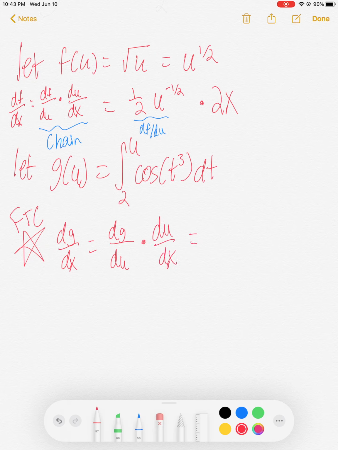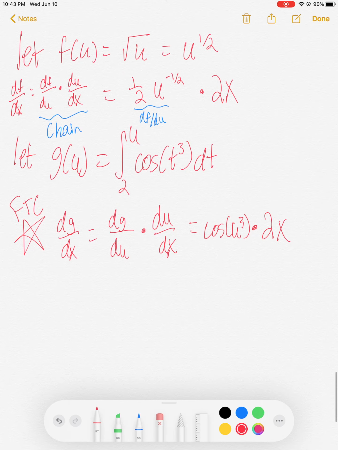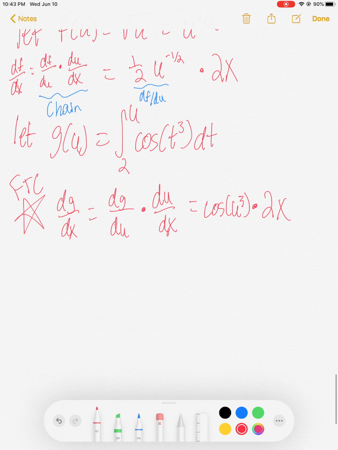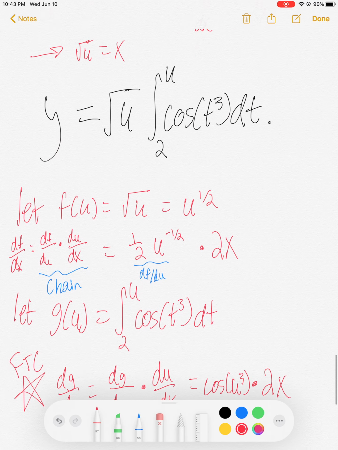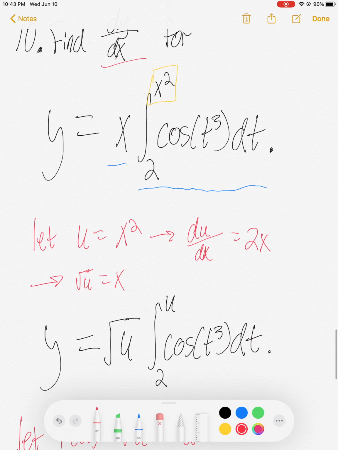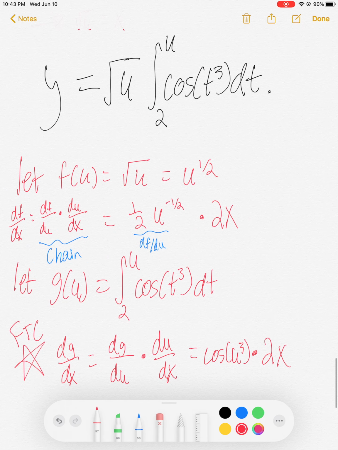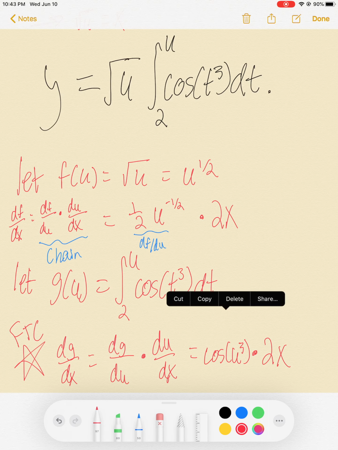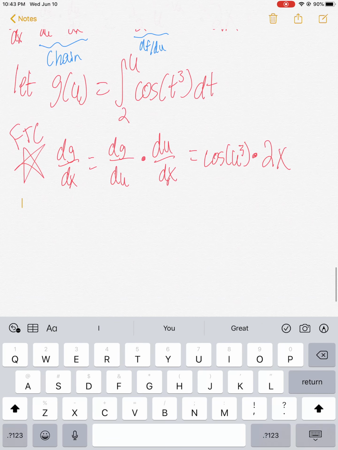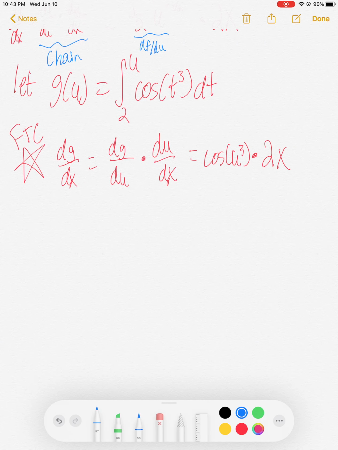Similarly, why don't I go ahead and rewrite this ever so slightly? Again, I'm going to write dg dx, because that's what we're ultimately going to be interested in. That's going to be the derivative of g with respect to u times the derivative of u with respect to x. So dg du is still just cosine of u cubed. And now I multiply by the derivative of u with respect to x, which we just said is 2x. All right, so now let me plug it into product rule.